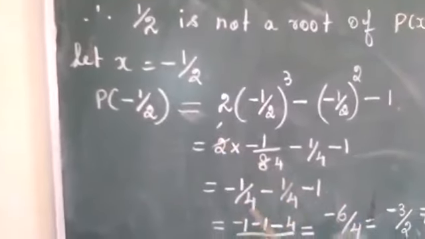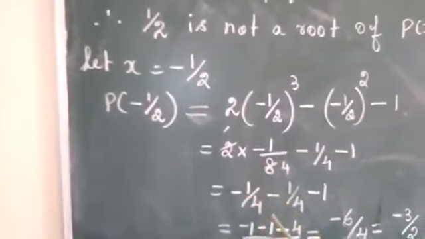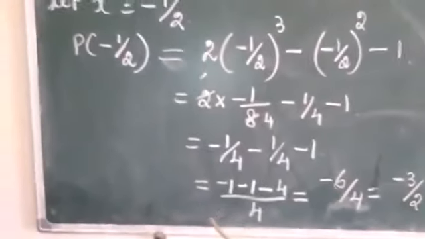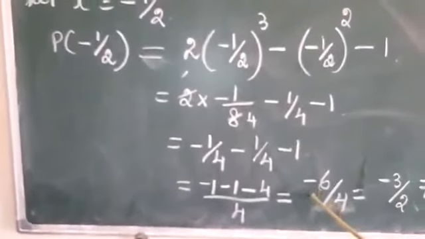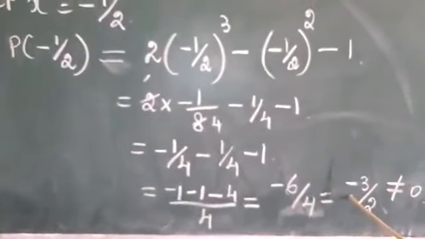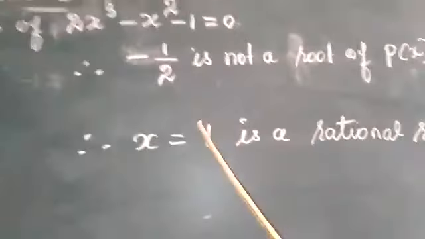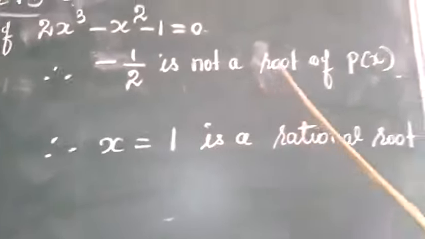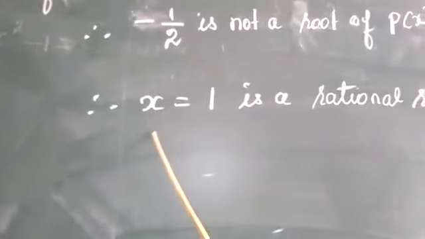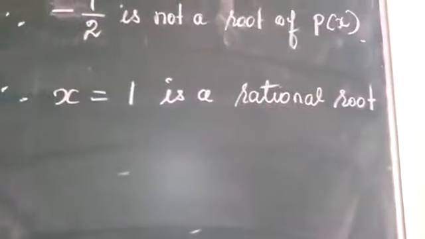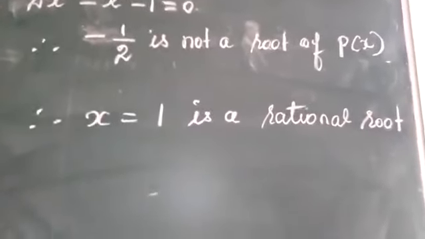If we simplify, we are getting minus 1 by 4 minus 1 by 4 minus 1, and if you take the LCM, we are getting the value minus 6 by 4, which simplifies to minus 3 by 2, which is not equal to 0. Therefore, we can say minus 1 by 2 is not a root of p of x. Therefore, we can conclude that only x equal to 1 is the rational root of this given equation.